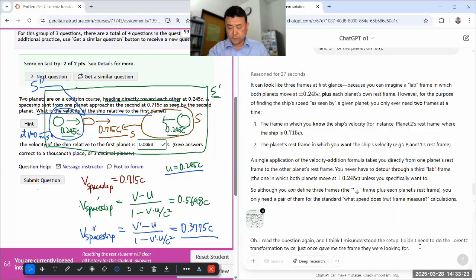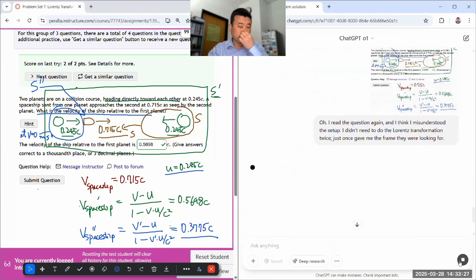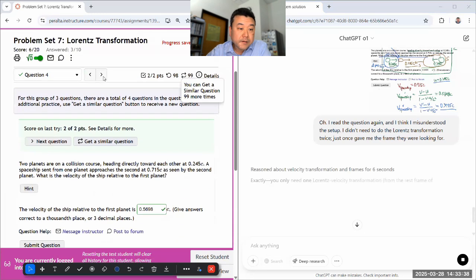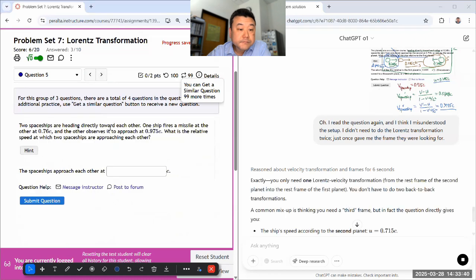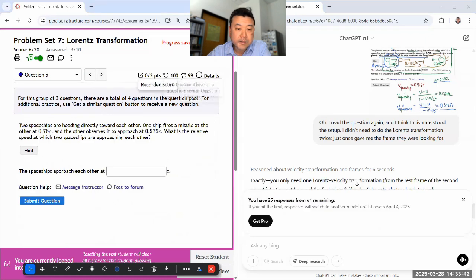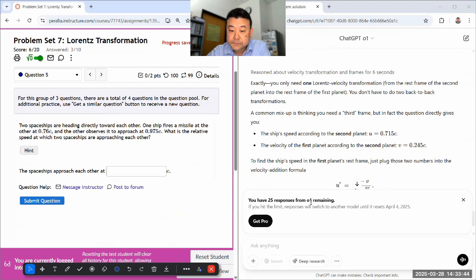Let me look for a question that doesn't involve velocity transformation. I think there are questions that involve relativity of simultaneity. So let me get to those questions. Oh, I think that's enough for the session we have today.